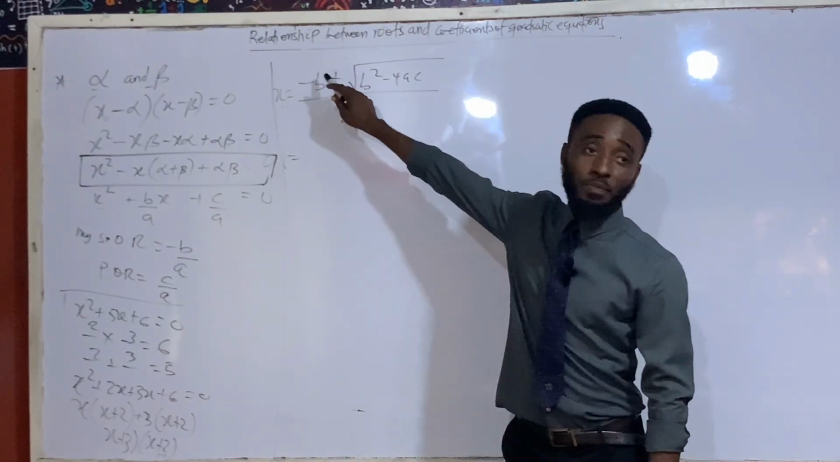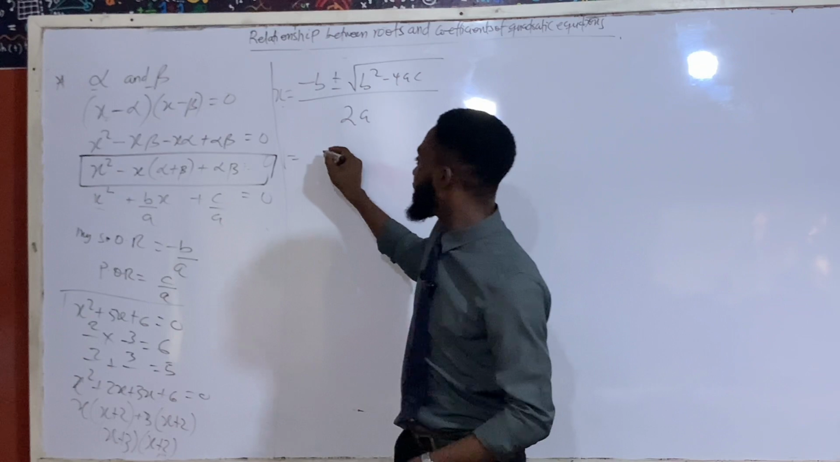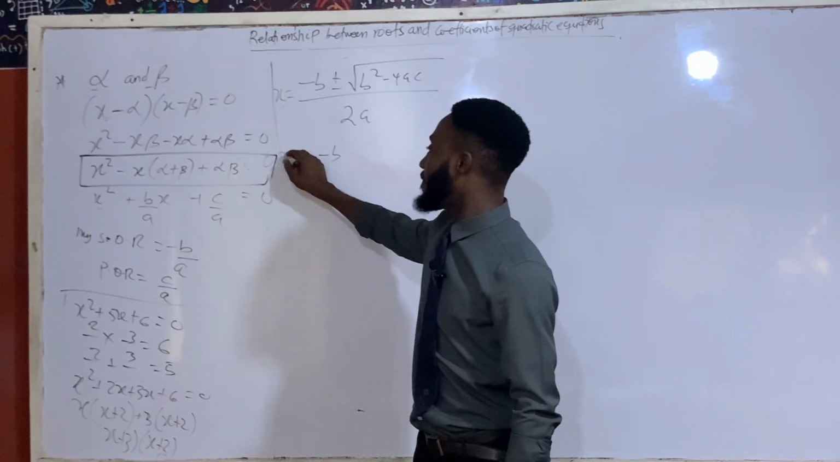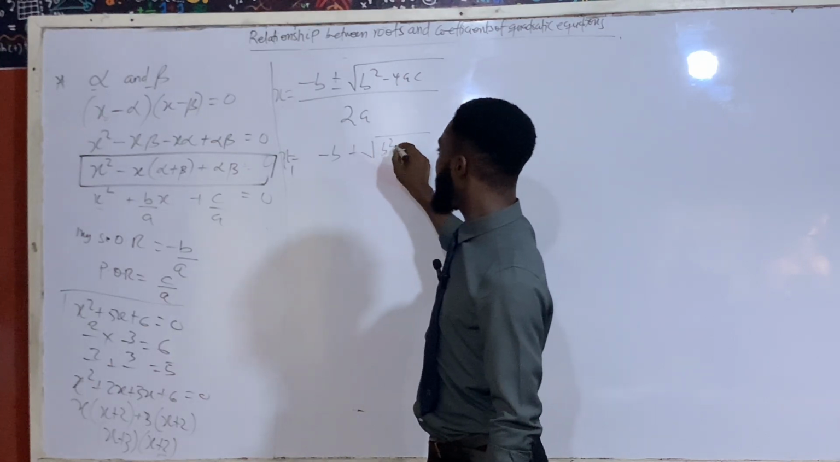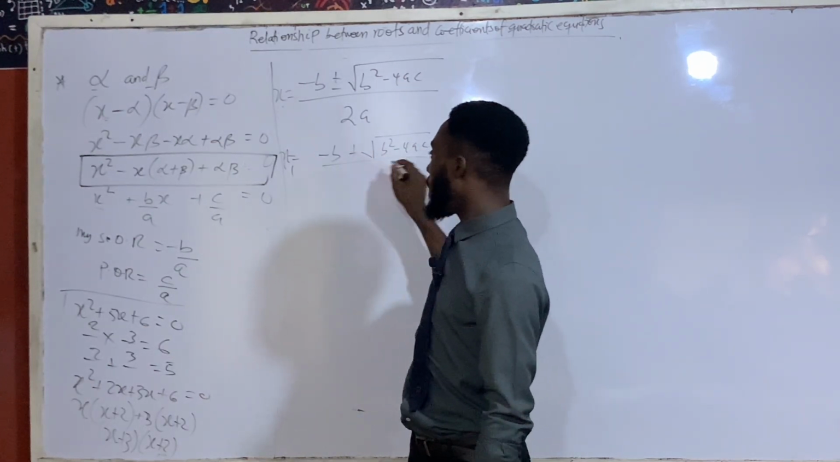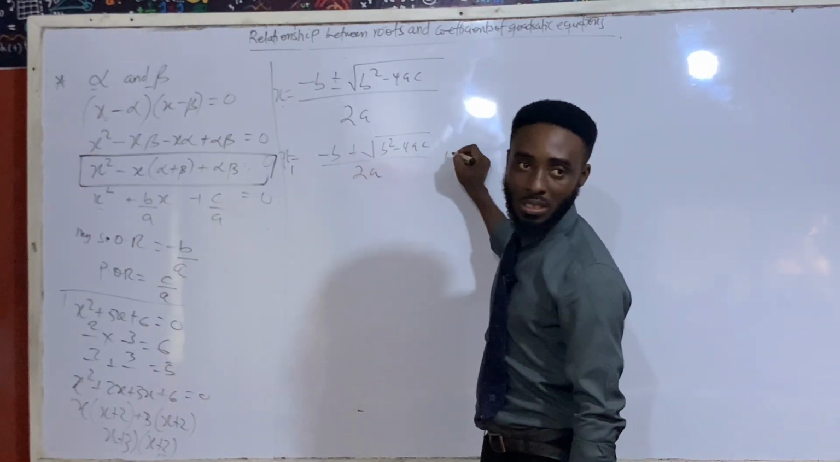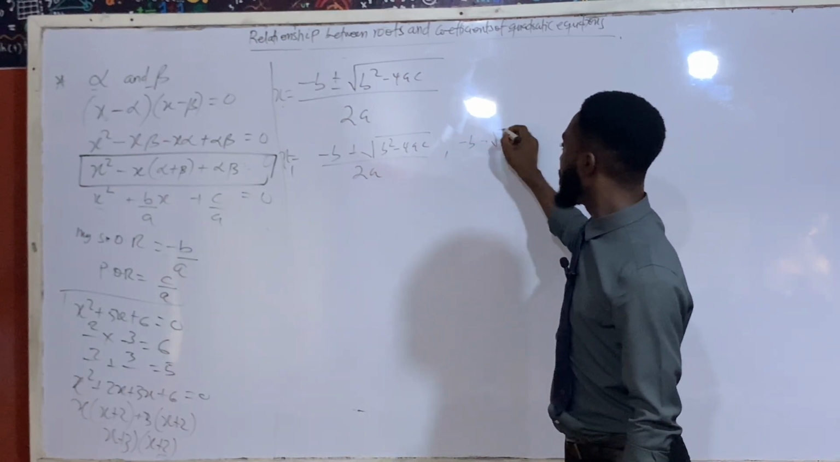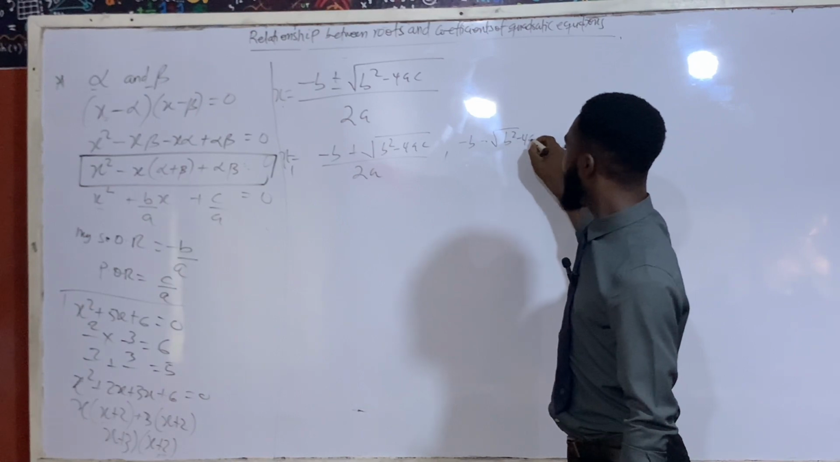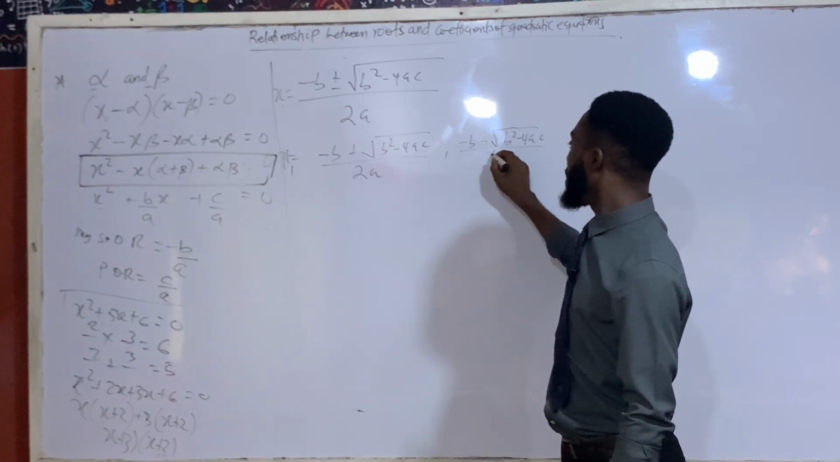Of course, minus b plus the first one is minus b. So the first x is minus b plus root of b squared minus 4ac all over 2a. And the other one is what? Good.